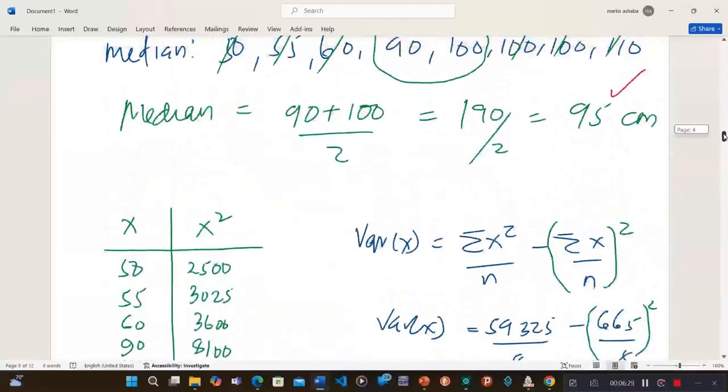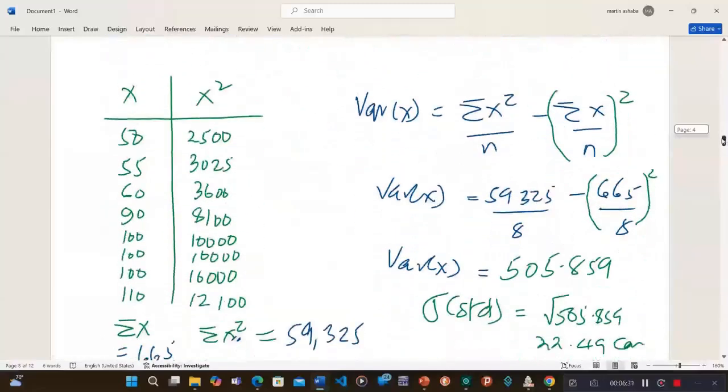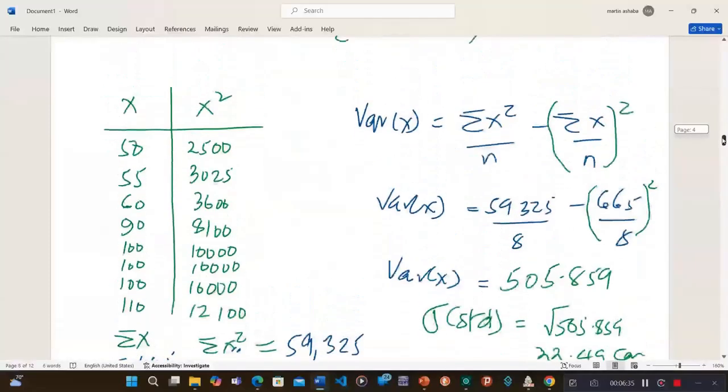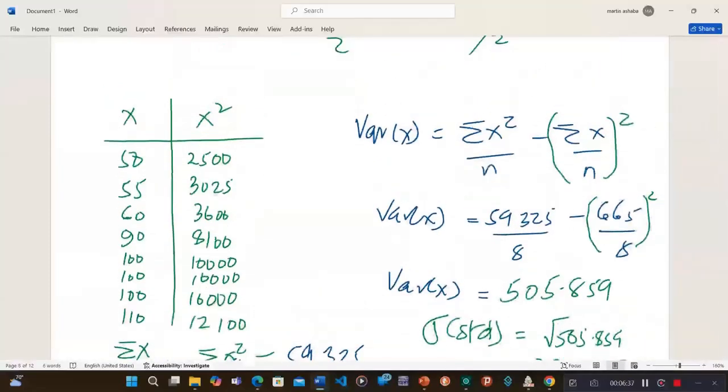So for variance and standard deviation, we need to get x squared. If we get x squared, we need first to write our x, then we'll write x squared. 50 squared is 2500. 55 squared, you get this, up to 110 squared, which will give you 12100. So when I look for the variance, it will be sum of x squared divided by n, which I got here.